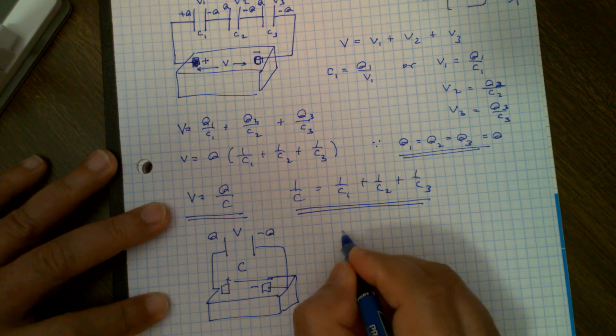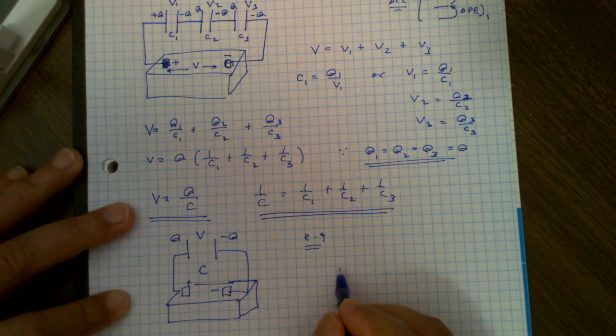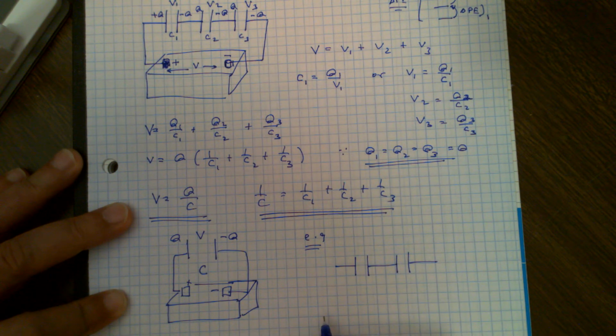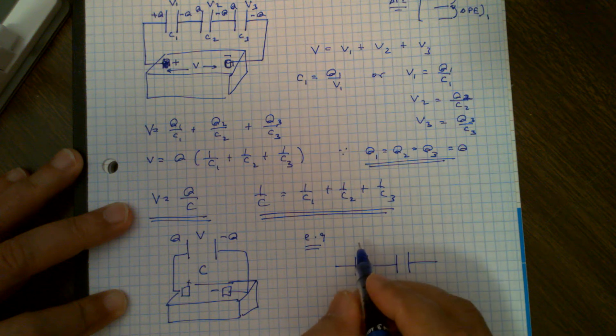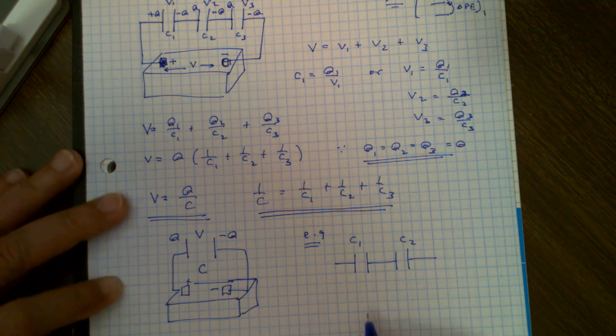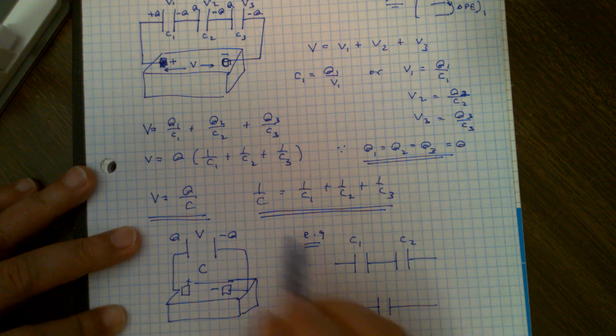Right? So for example, let's suppose I have 2 capacitors in series, and this is, let's say, C1 and this is C2. And I want to find the equivalent capacitance, or a capacitor which will have the same effects as having these 2 in series. Let's call it C. In order to find that C, I have to use this formula.